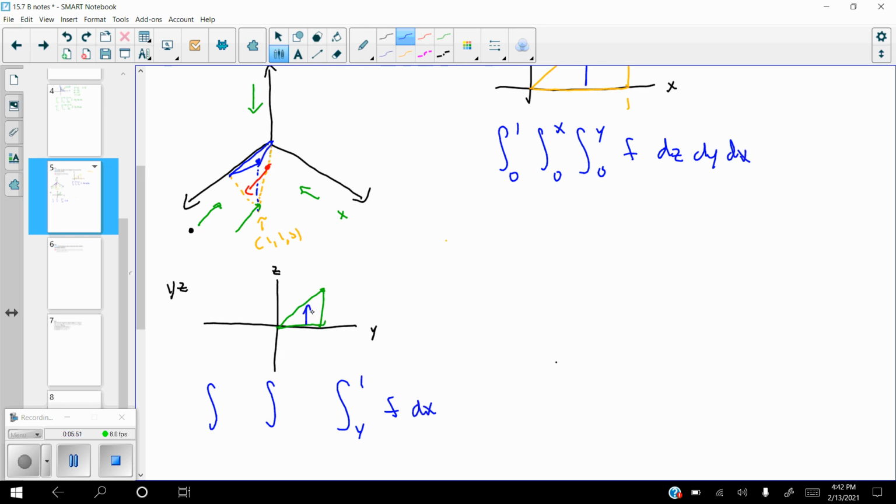Let's go with type 1 first. So we'll do dz, then dy. Y is going to go from 0 to 1. That's what that is right there. And then that's going to be the equation y equals z. So remember that this has to be in terms of y. So z is going to go from 0 to y.